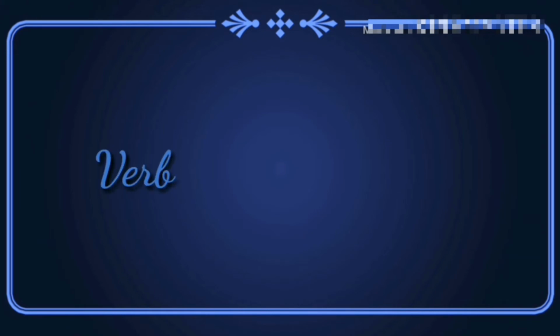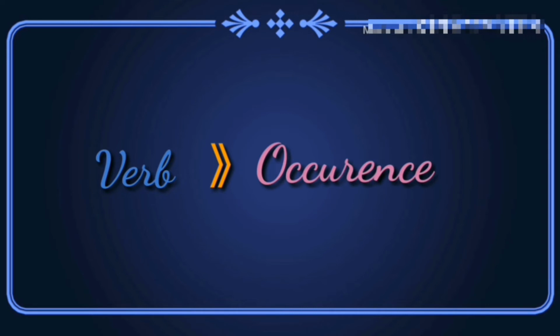Next, so verb is an occurrence also. It can be any happening also. किसी भी घटना या दुर्घटना या कोई भी हैपनिंग हुई है वह भी हमारी वर्ब ही होती है.